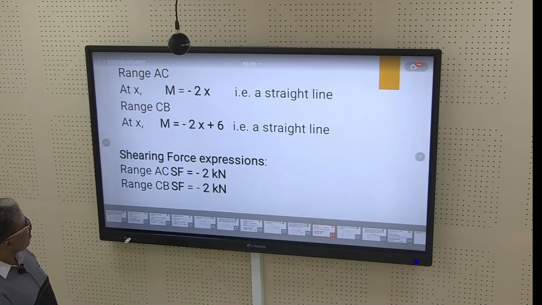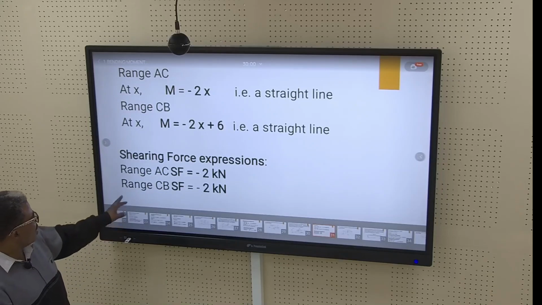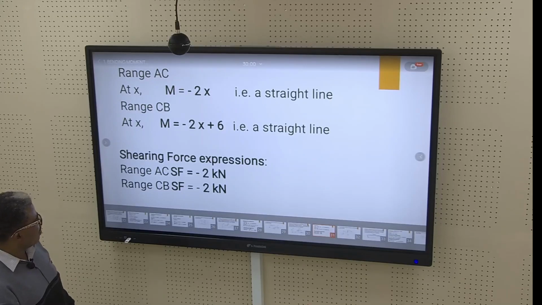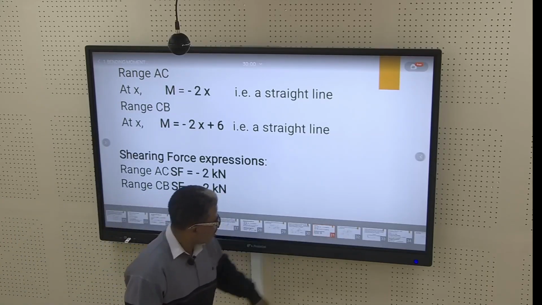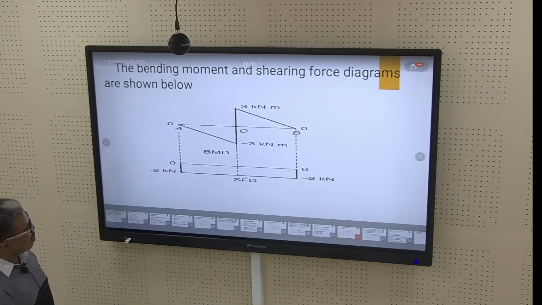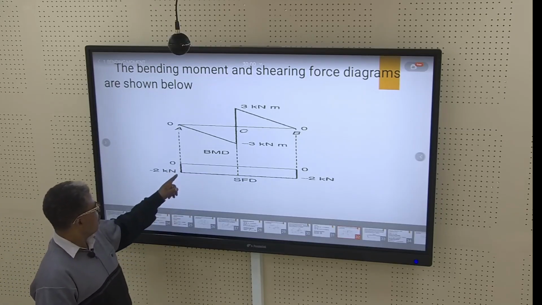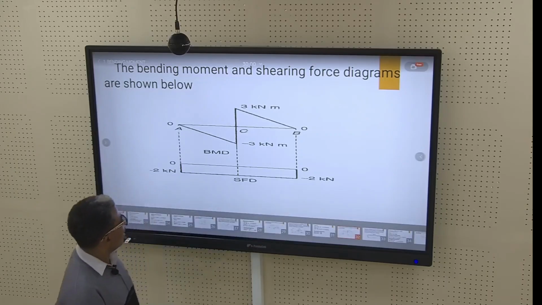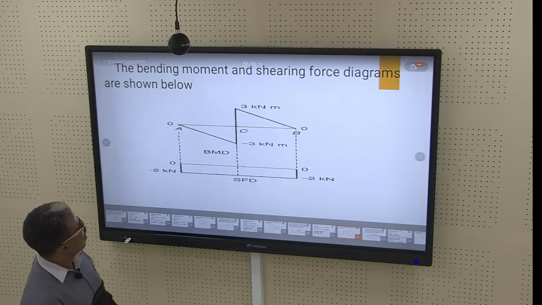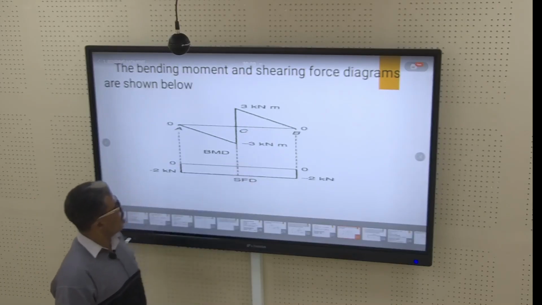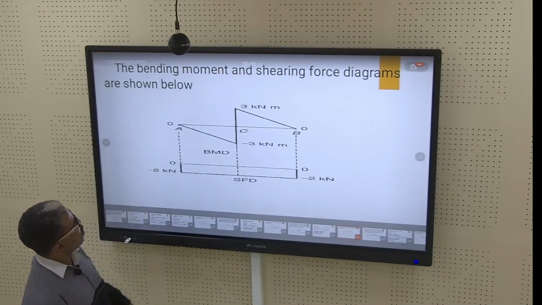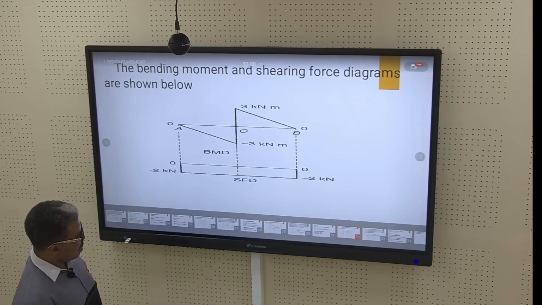Shearing force at AC is negative 2 kilonewton, and the range at CB is negative 2 kilonewton. So negative 2 to negative 2. Let's see how it looks like. So negative 2 here, negative 2 there, the shearing force, negative 3 kilonewton meters and negative 3 kilonewton, making 6. That's how this thing will look like.